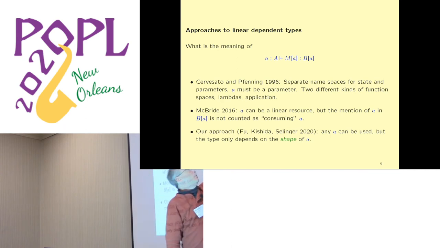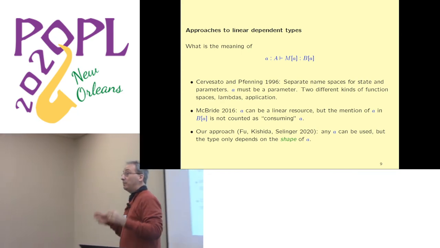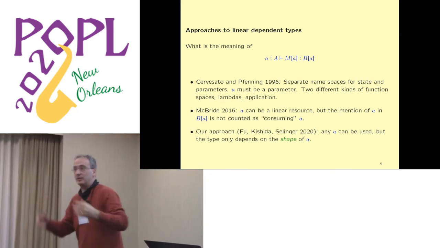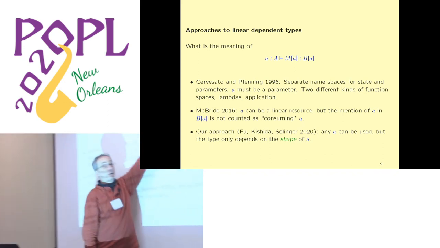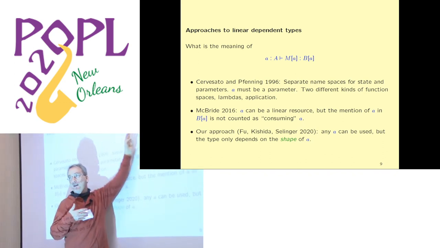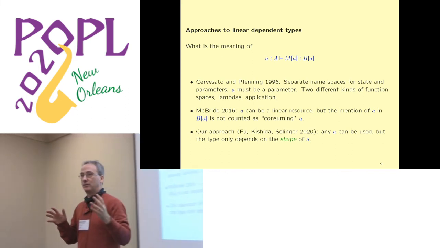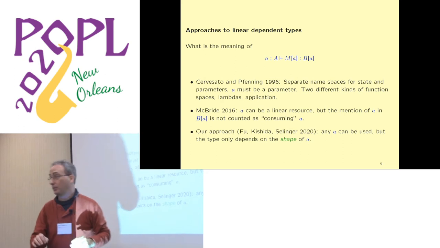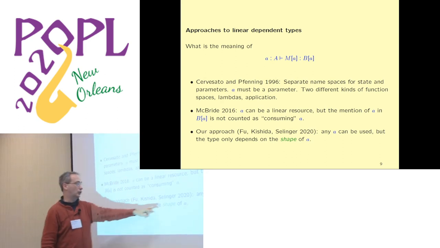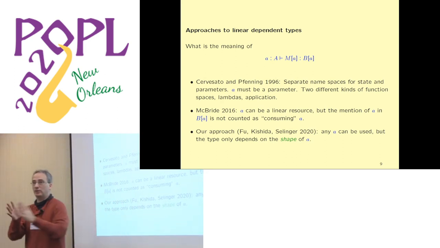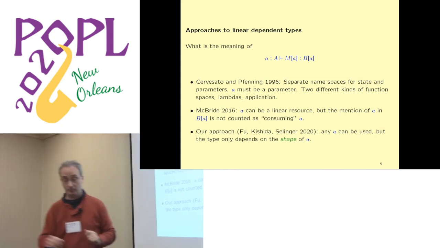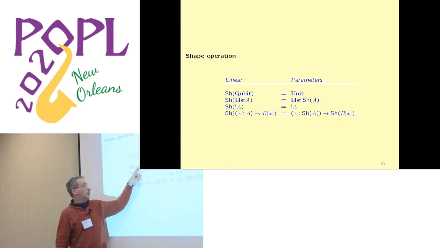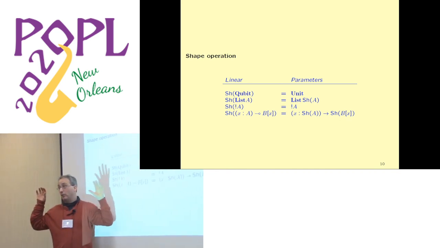We say B may only depend on the parameter part of the linear resource. So if A is a list of qubits, then B of A is going to be a family of types, but it only depends on the length of the list. It doesn't depend on the actual qubits. We call the parameter part of a resource the shape of that resource. So the shape of a list would just be the length, for example. Formally, we calculate the shape of types and terms.